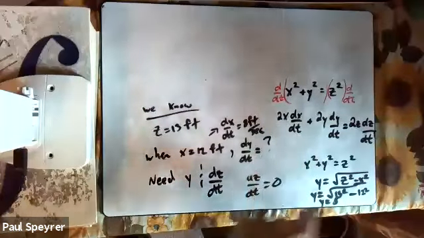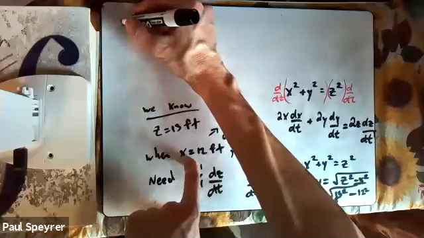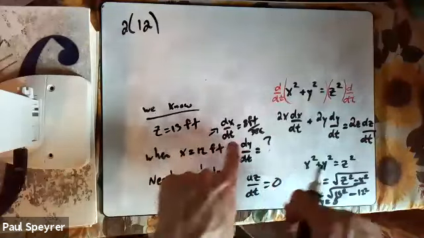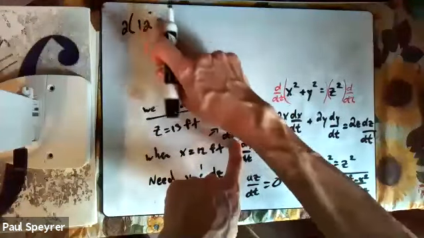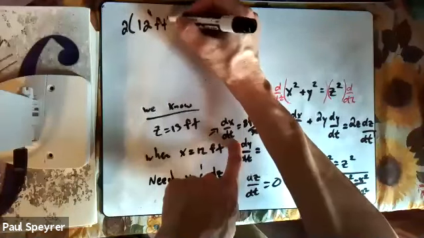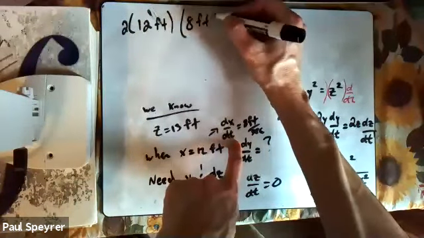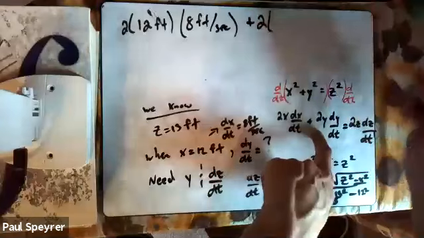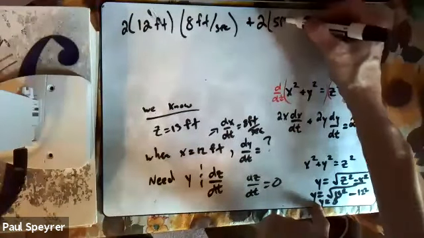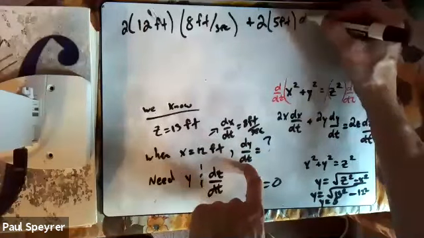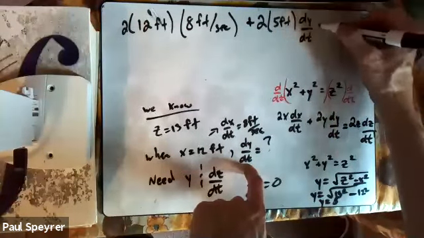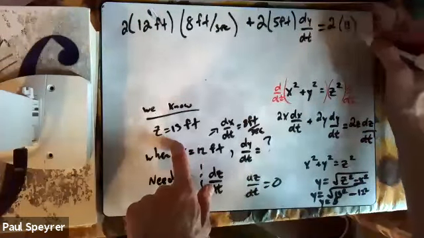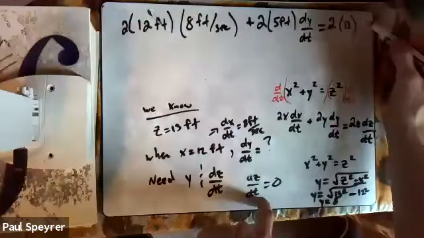Okay, so 2 times x. Well, 2 times x, that's 2 times 12. dx/dt was 8 feet per second. So I'm going to keep the units. This is 12 feet. This is 8 feet per second. And then plus 2y. y we discovered was 5 feet. We're looking for dy/dt, so that's the unknown. And all that's equal to 2 times z. z we know is 13. And dz/dt was 0.